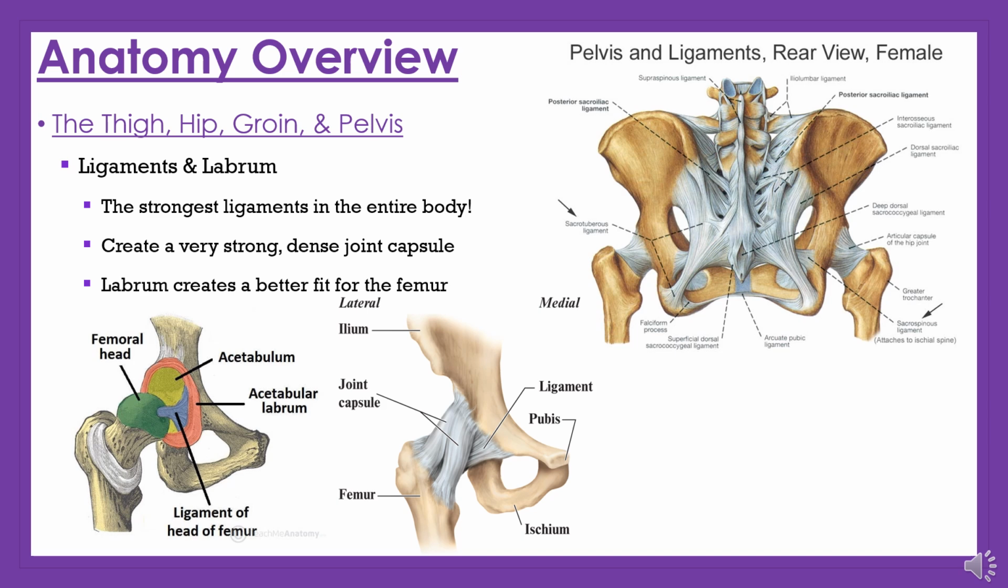Other areas that you should be at least aware of include the pubic symphysis, which is the front of that pelvis, where the right and left pubis articulate with one another. And then in the back of the hips, we have the posterior sacroiliac ligament, and that holds the sacrum to the ilium on that posterior aspect of that pelvis.